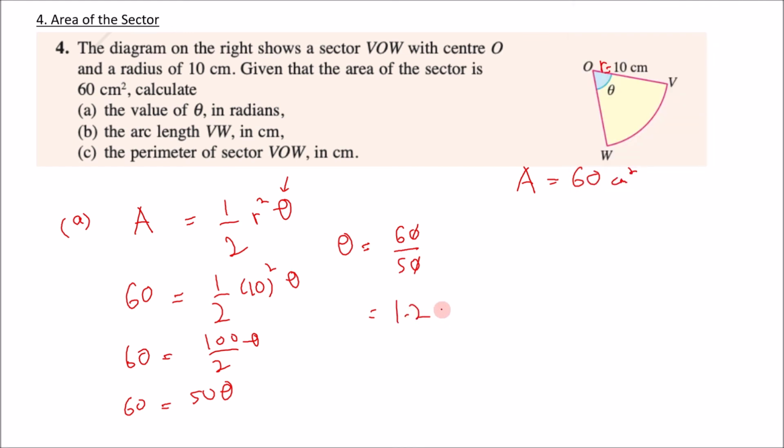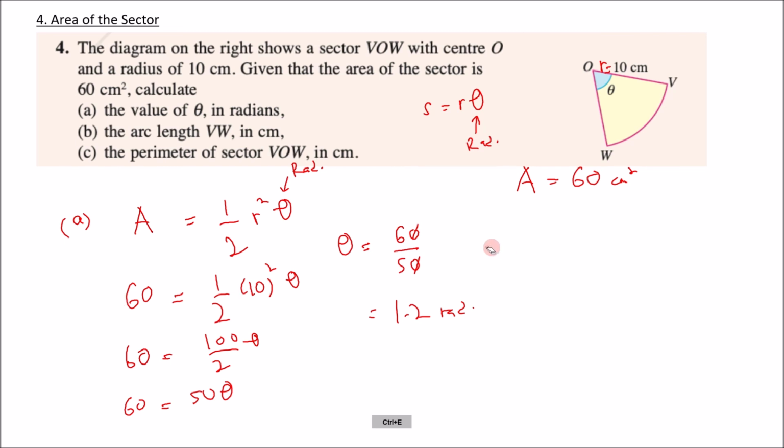1.2 radian. Okay, so always remember that if you use the area formula of the sector, or the formula of S, the arc length of the sector, theta is always in radian unit. It will never be in degree.